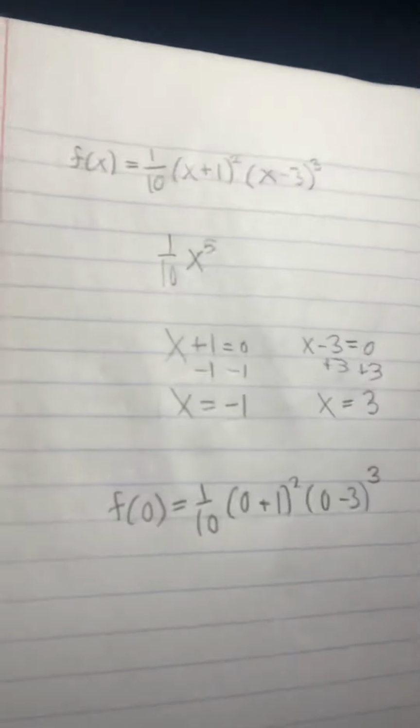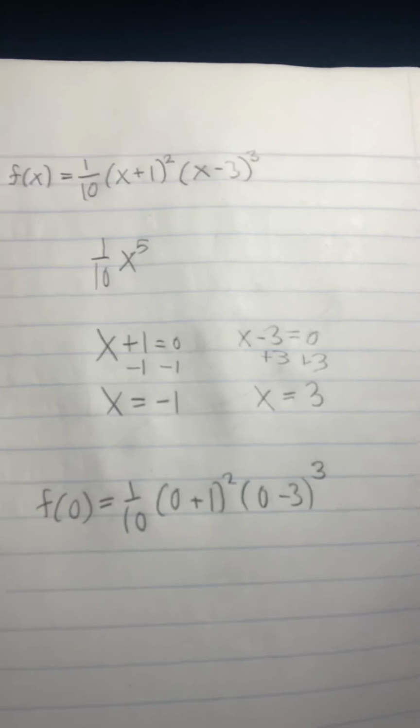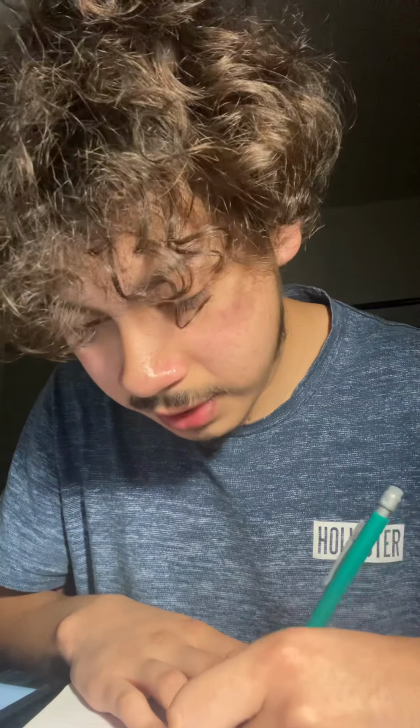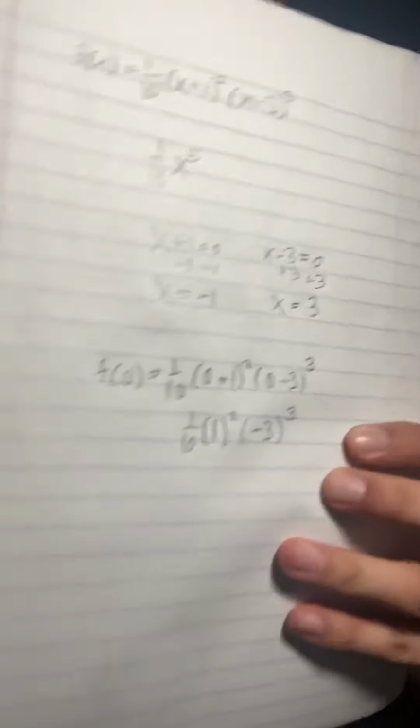So you have f of 0 is equal to 1/10 times (0 plus 1) in parentheses, and that's going to be squared, times (0 minus 3) in parentheses, and that's going to be cubed. So this is what we have right here to set x equal to 0. That is what we're going to be looking at. So let's just simplify this. 0 plus 1, that's just 1, and you keep the exponent of 2. And then you have 0 minus 3 just stays as -3, and then you keep the exponent of 3. So this is what we have after we simplify.